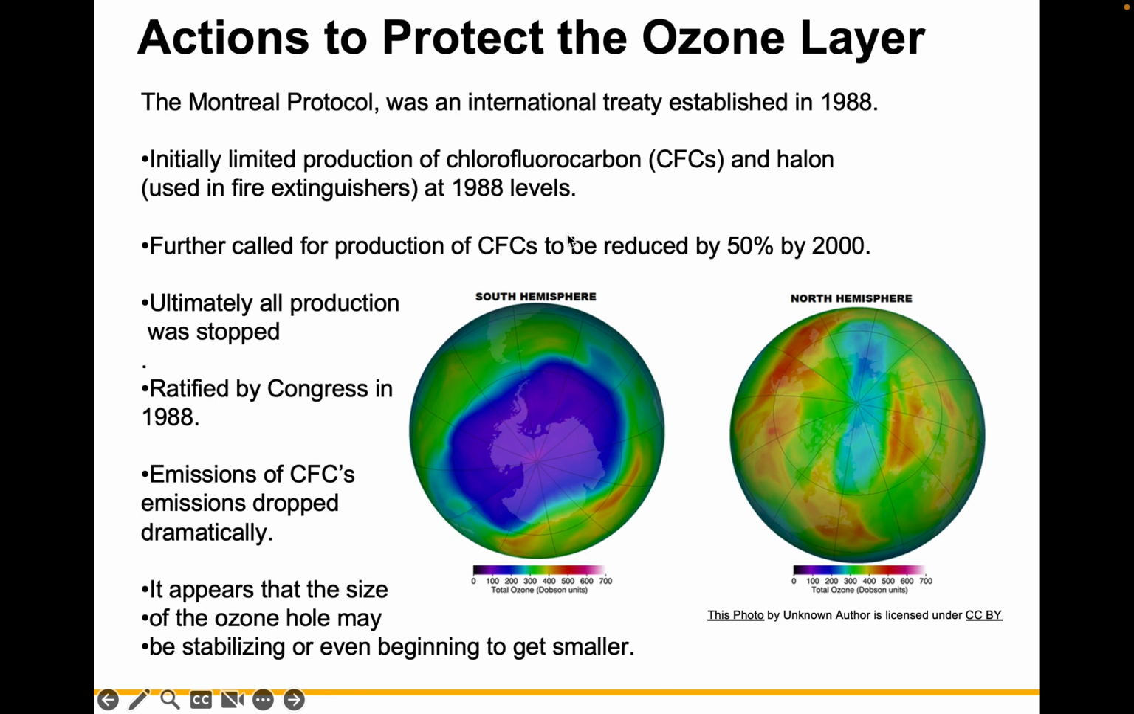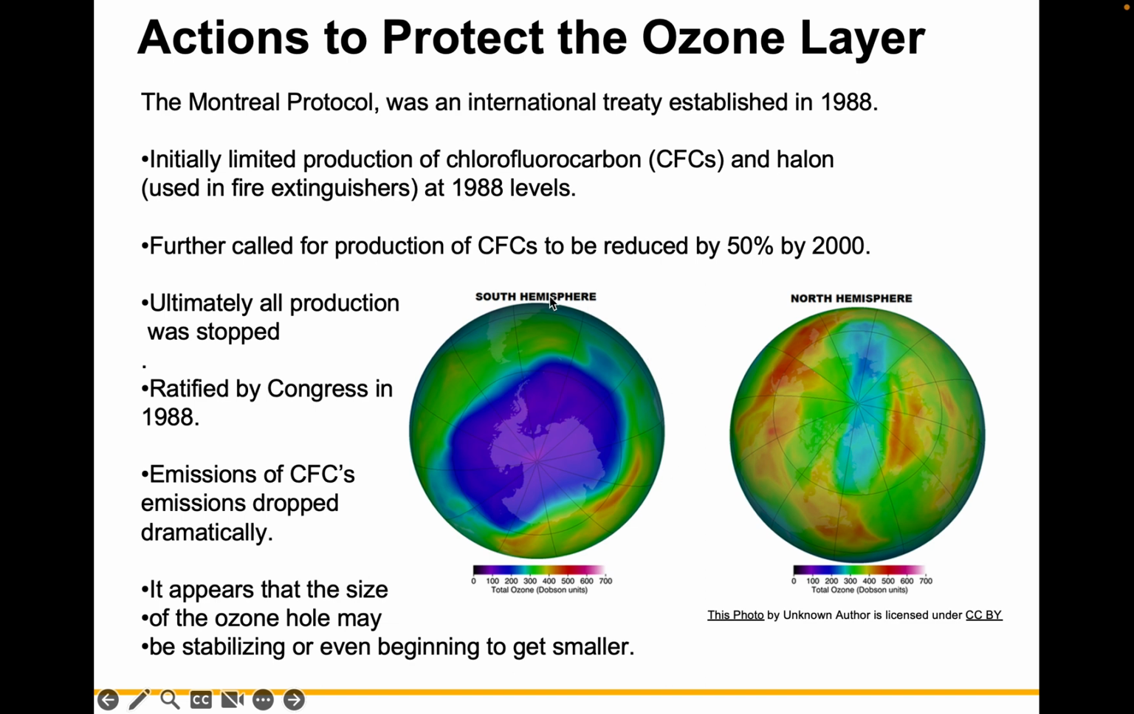It further called for production of CFCs to be reduced by 50% by the year 2000. And ultimately, all production of CFCs and halon was stopped. This was ratified by our Congress in 1988, and emissions of CFCs have dropped dramatically. And it appears that the size of the ozone hole may be stabilizing or even getting smaller.